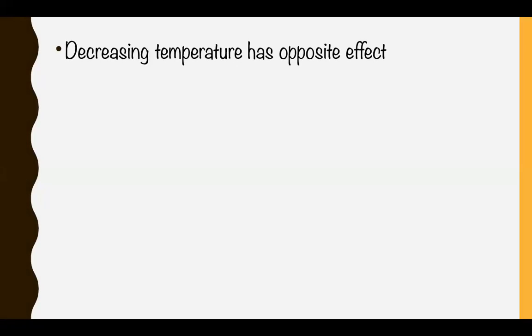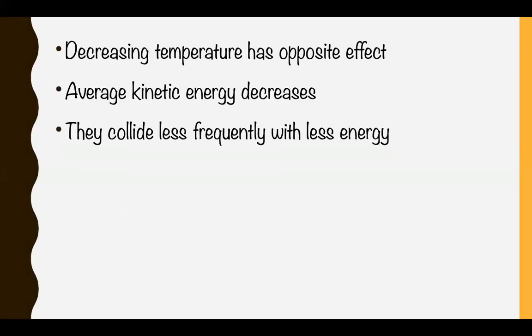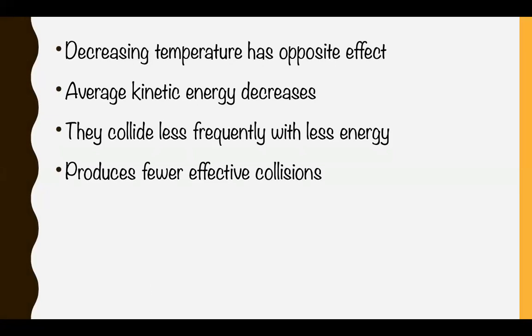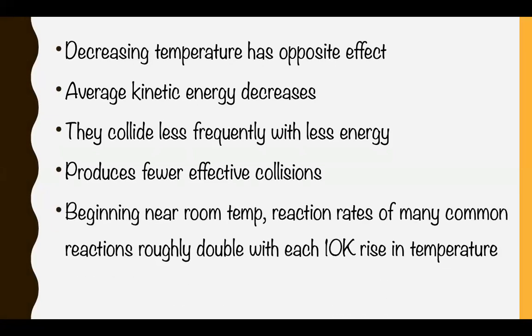Decreasing temperature obviously has the opposite effect. The average kinetic energy decreases. So that means they're moving more slowly, which means they collide less frequently and with less energy. So this produces fewer effective collisions. Beginning near room temperature, the reaction rates of many common reactions roughly double with each rise in temperature of 10 Kelvin. It's actually quite a big increase if you're doubling the reaction rate with every 10 degrees Kelvin.